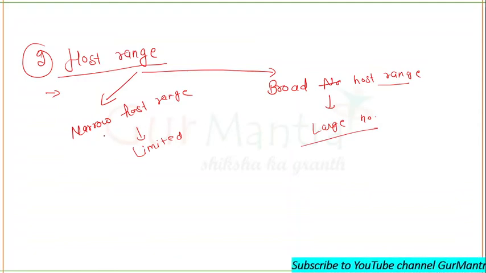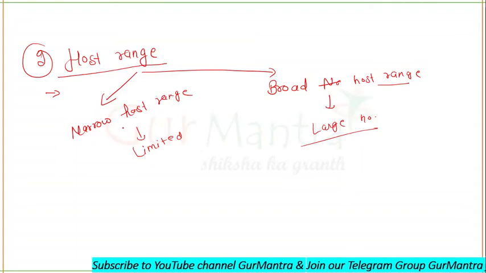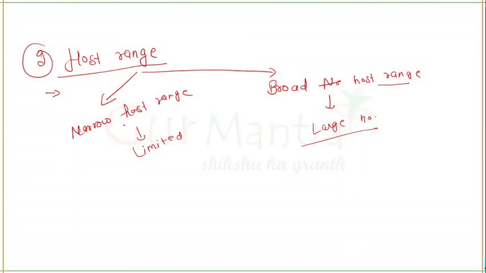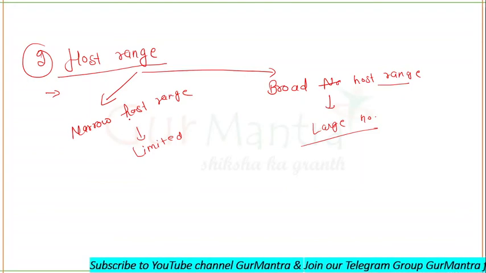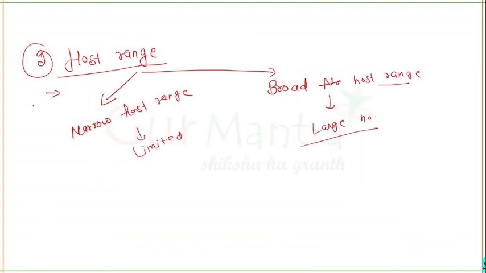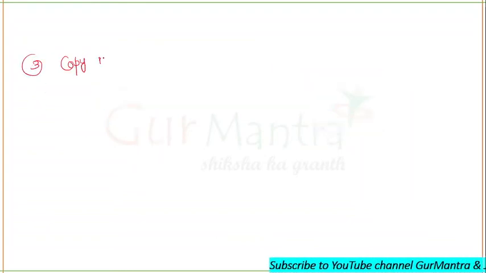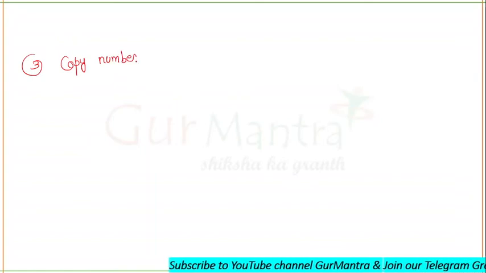If a plasmid can survive in only a limited number of species of bacteria, then it falls into narrow host range. If it can be maintained and survive in many species of bacteria, then it is known as a broad host range plasmid. Okay, the next property is copy number. When you say copy number, what do you understand by copy number?